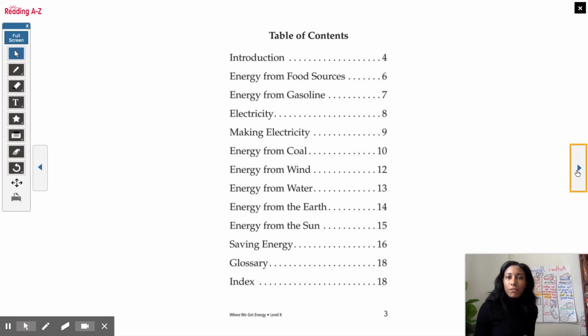I know that the table of contents is a nonfiction text feature, so I know that the author's purpose might already be to inform us. Whenever the author's purpose is to inform, we're going to be using informational text, and it looks like this is an informational text. I'm seeing a table of contents with a list of the headings that we're going to be seeing throughout our story. Let's keep reading and see if our author's purpose actually is to inform.